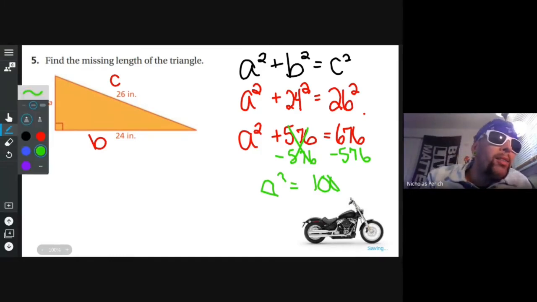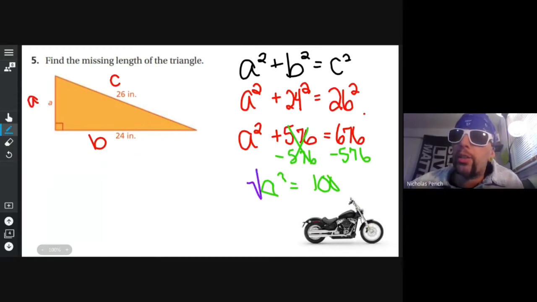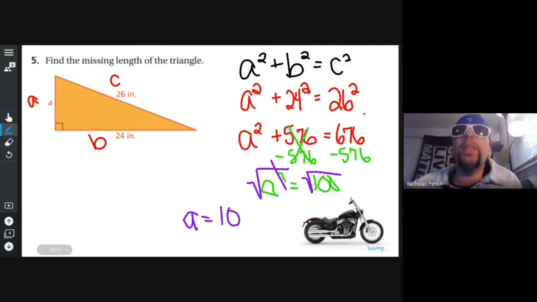Is A all by itself? Of course not. You've got to square root both sides. A is going to end up being 10.